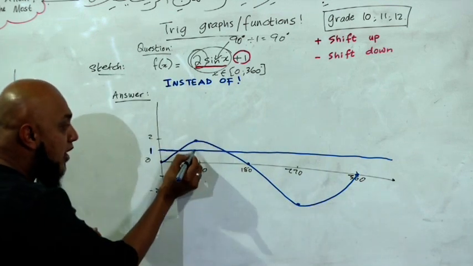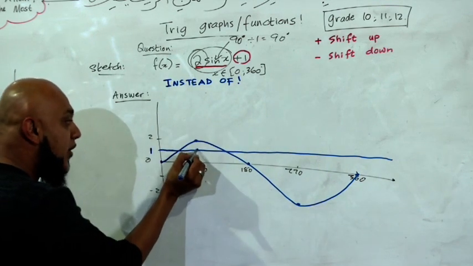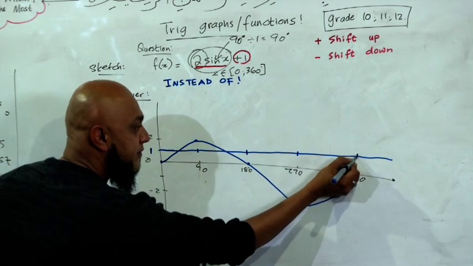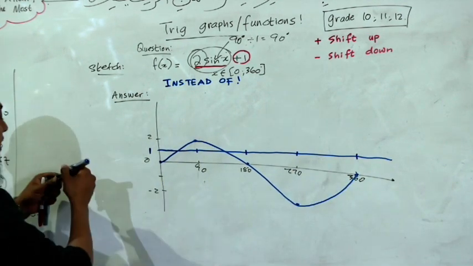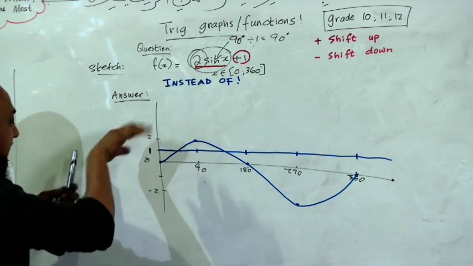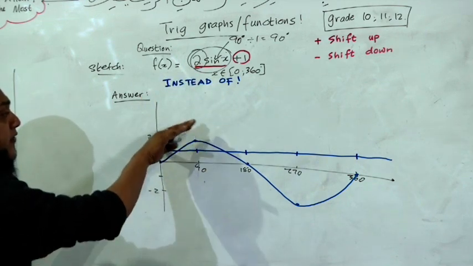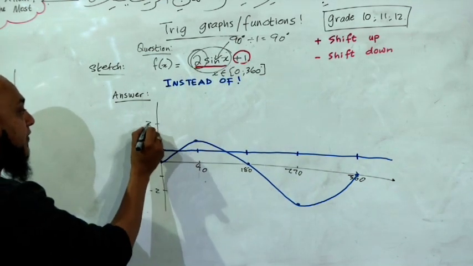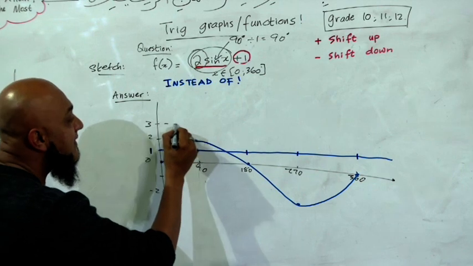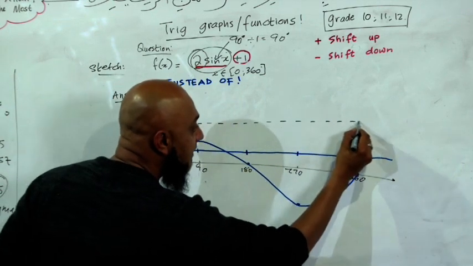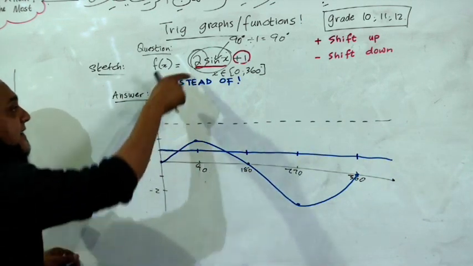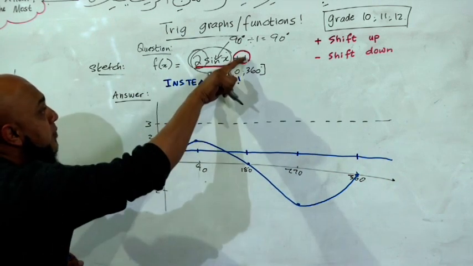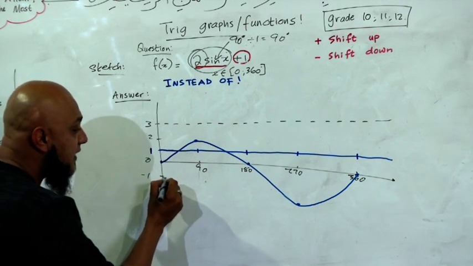You put your new markings directly above your old markings. Instead of your graph reaching an amplitude or a height of 2, it's now going to go 2 plus 1. So it's going to reach a height of 3. That's going to be the maximum height of the graph. Instead of it dipping at minus 2, it's now going to dip at minus 2 plus 1, which is minus 1.